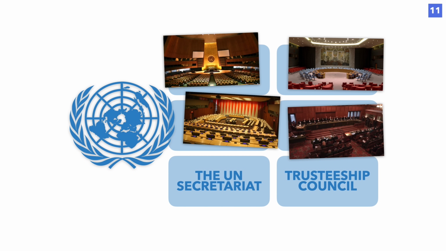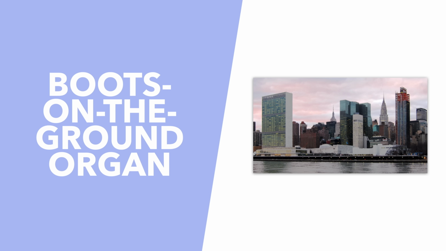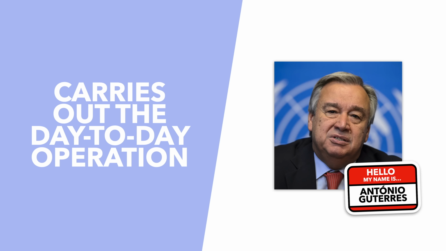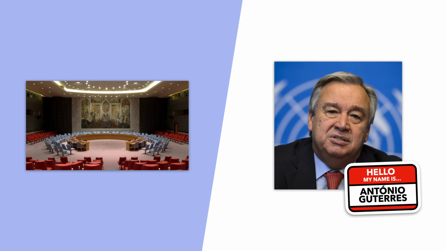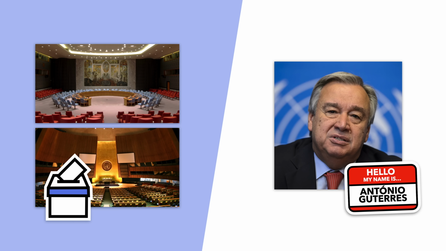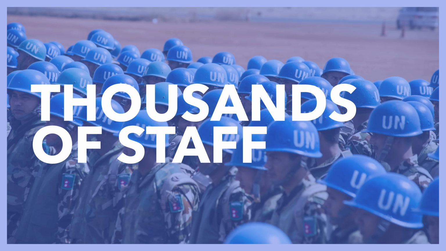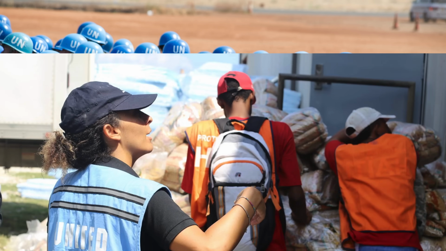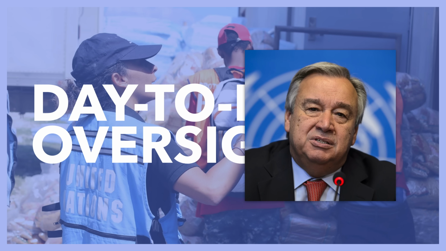Continuing our tour of the UN, we come next to the Secretariat. This body is the boots-on-the-ground organ of the UN, led by the Secretary-General and responsible for the UN's day-to-day business. The Secretary-General is nominated by the Security Council and elected by the General Assembly for a renewable 5-year term. They're assisted by thousands of UN staff members who carry out UN missions throughout the world. When you see UN personnel working out in the field on development or relief missions, this is typically the body overseeing their efforts on a day-to-day basis.